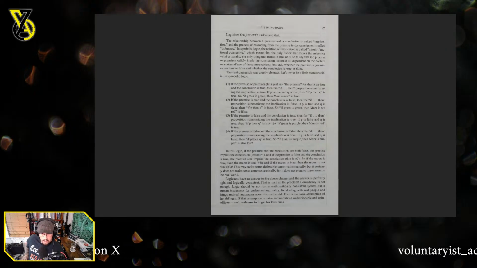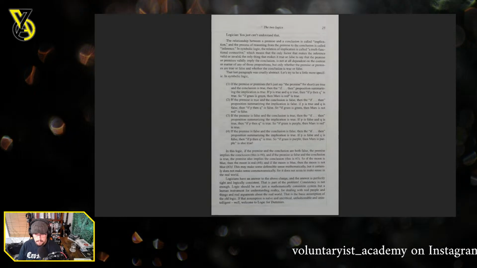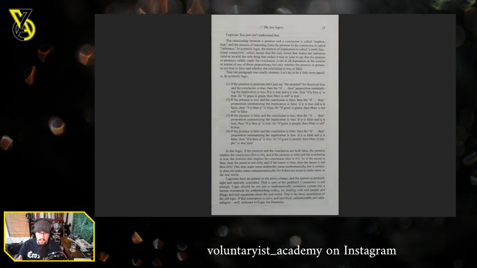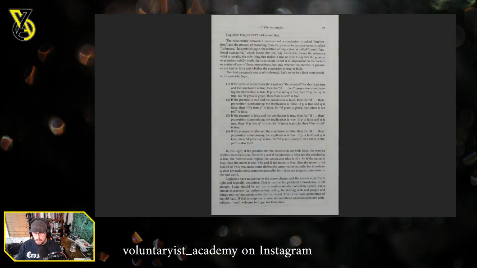Number 2, if the premise is true and the conclusion is false, then the, quote, if then proposition summarizing the implication is false. So if P is true and Q is false, then, quote, if P then Q, end quote, is false. So this leads to, if grass is green, then Mars is not red, being false.